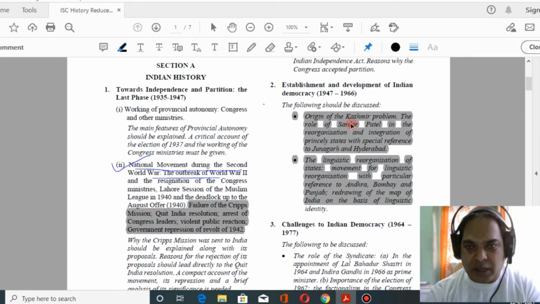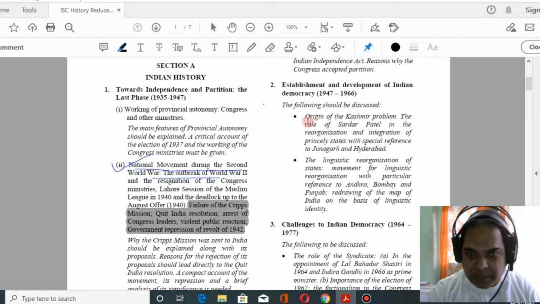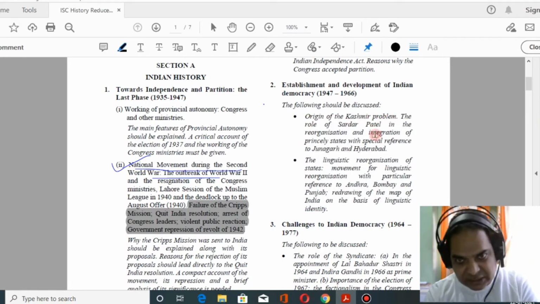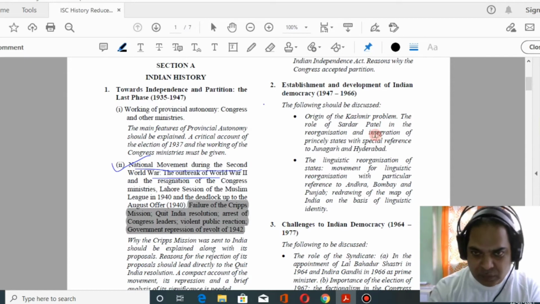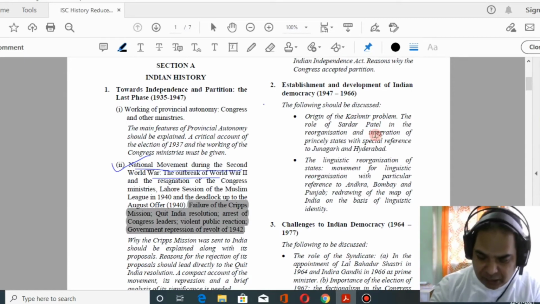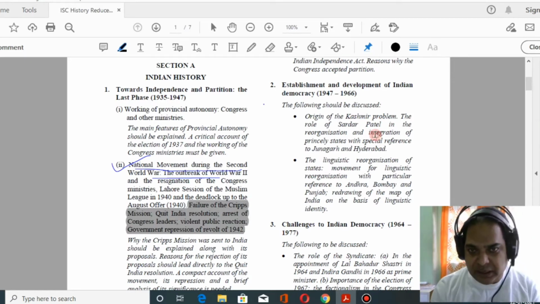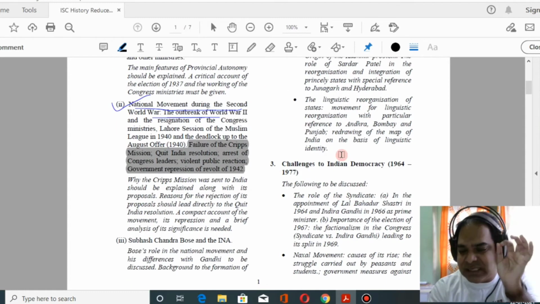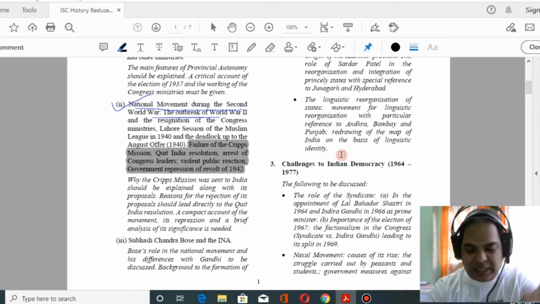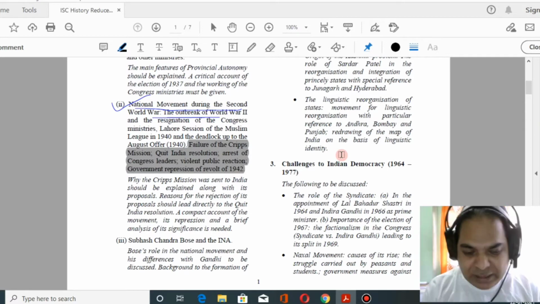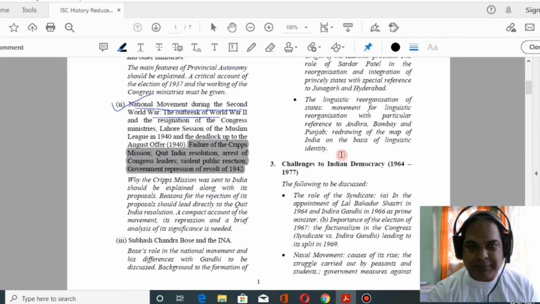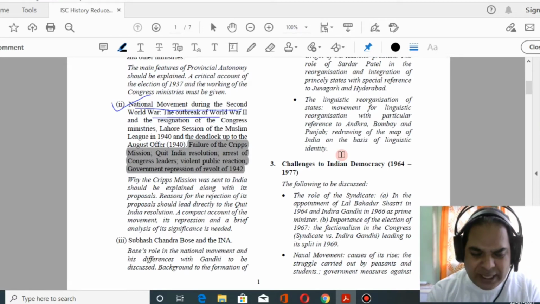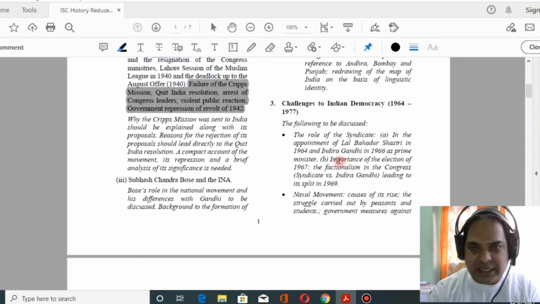Origin of the Kashmir problem, this part is included. And how Sardar Vallabhbhai Patel integrated Kashmir. Junagadh and Hyderabad, that we have to discuss. Last year it was not there. Then the linguistic reorganization, that means the states given on the basis of language, that topic also was not included last year.